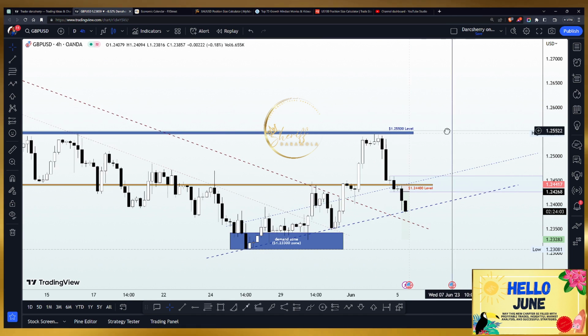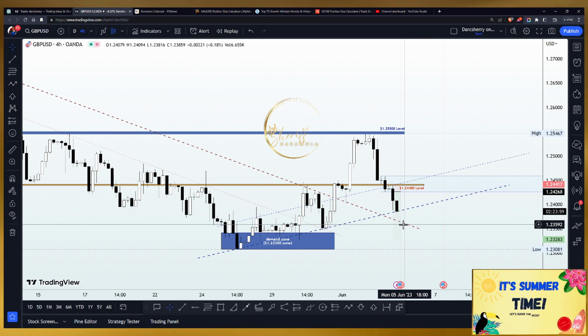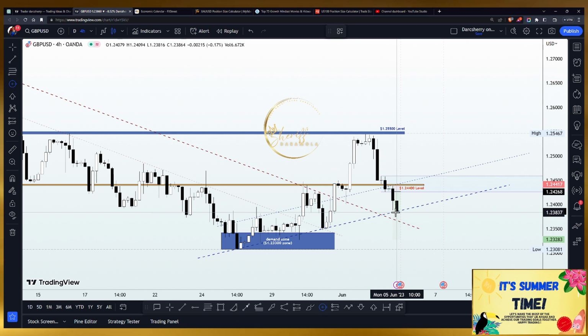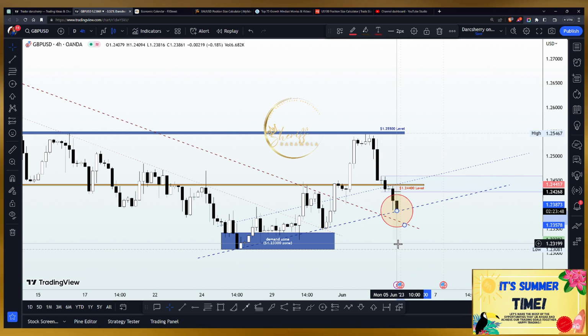We cannot ignore the potentials of the buyers at this juncture in the market, despite we have a sell momentum at the beginning of the week. So we want to be very careful here to see how price action will be reacting to this trend line on our 4 hours time frame to decide what our next line of action will be.